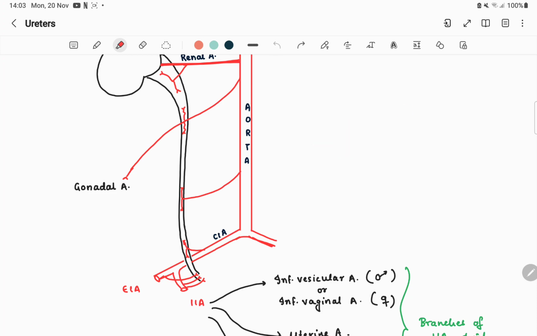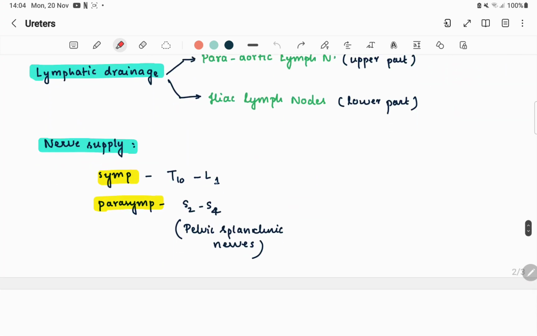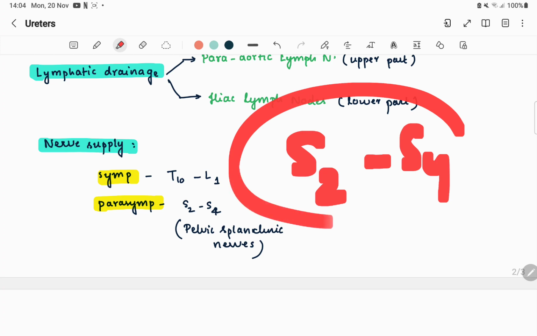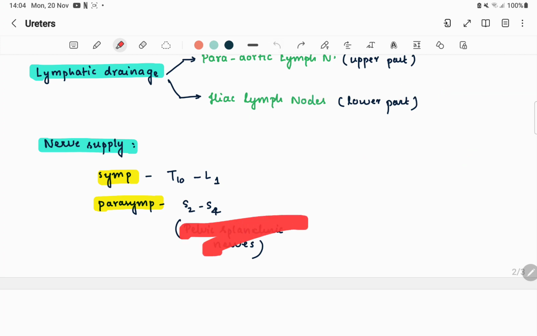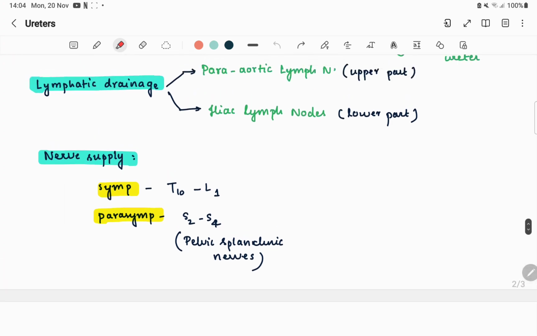Then we have the nerve supply. The sympathetic nerve supply is from T10 to L1, the same nerve supply as the kidney. The parasympathetic is from S2 to S4, given by your pelvic splanchnic nerves. So this completes the ureter. Let's move on to the next concept.